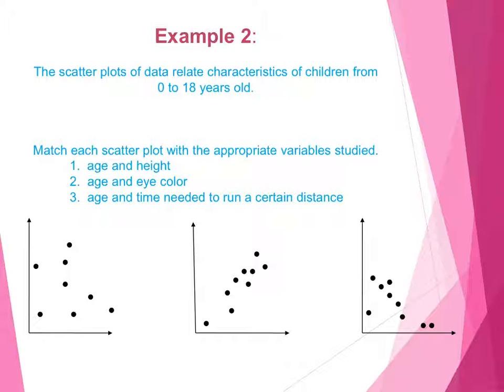So now that you have some background knowledge and some practice based upon correlations, see if you can match these three correlations to a scatter plot below. And so we're taking a look at age and height, age and eye color, and age and time needed to run a certain distance. And each one of these three is going to match up with a particular scatter plot here below.